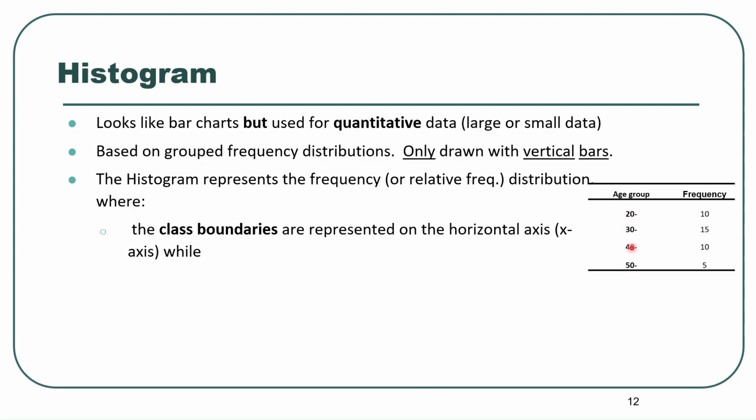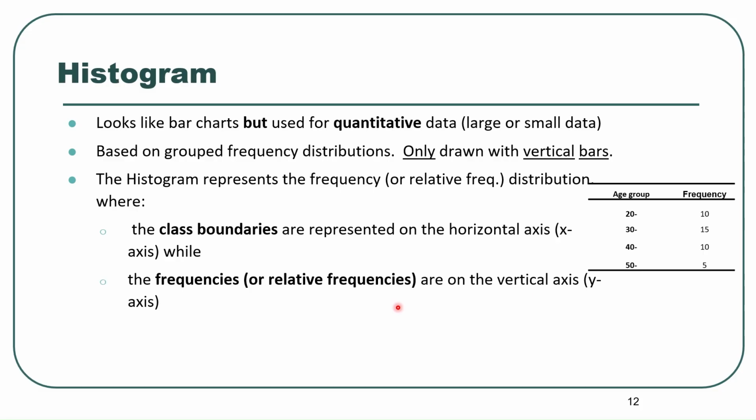So the x-axis will have all of these, while the y-axis, if you decided to use frequency, will be measured using these frequencies. The height of each bar is represented as the frequency for each class. I can read the shape very easily from a histogram, and also, by the way, I can read the outliers.